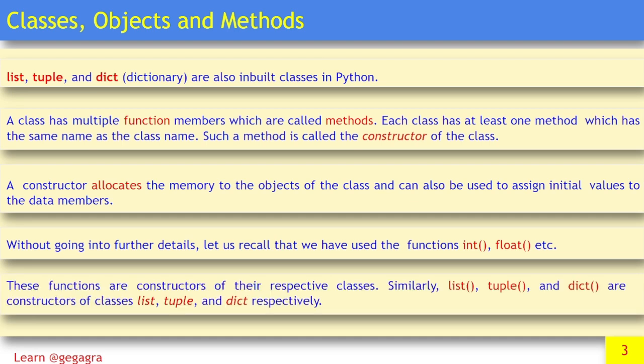These functions are constructors of their respective classes. Similarly, list, tuple, and dict are the constructors of the classes list, tuple, and dict, respectively.